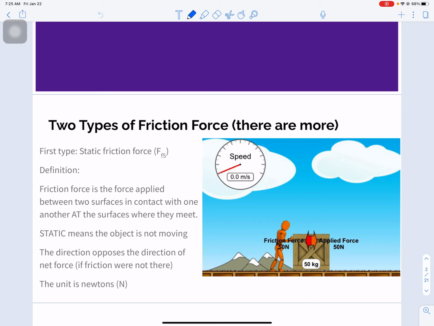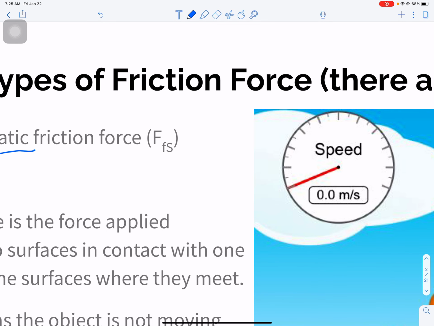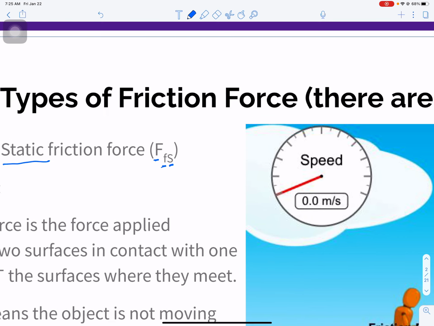The first type is the static friction force, and the symbol is an uppercase F for force, and then a lowercase f for friction, and then the S can be upper or lowercase, and stands for static.